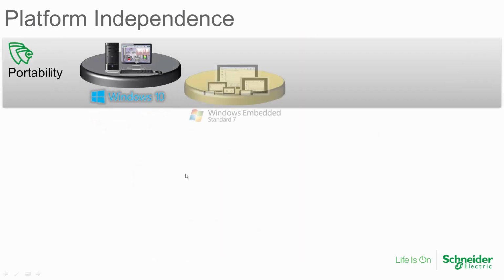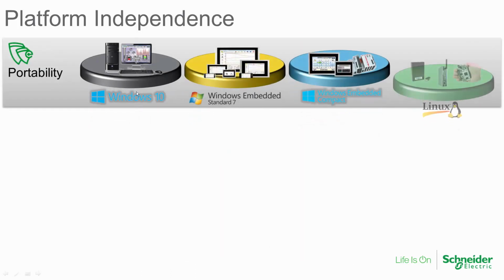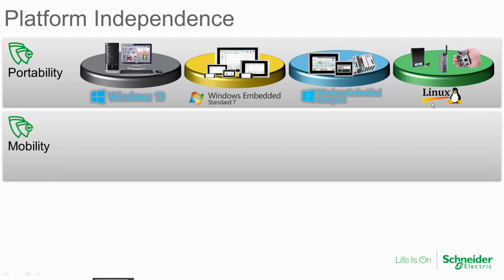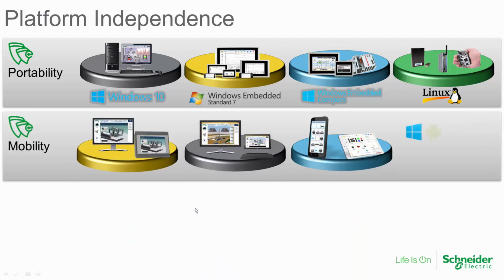Now, the idea of this platform independence, as I mentioned, is that we can really run on any hardware platform. So again, desktop and server, embedded operating systems such as Embedded Standard 7, Compact Edition, Windows Embedded Compact, or commonly known as Windows CE, or even Linux and VxWorks for the Internet of Things market space as well. And the mobility, keeping this open to being able to view and interact with your screens just about anywhere.